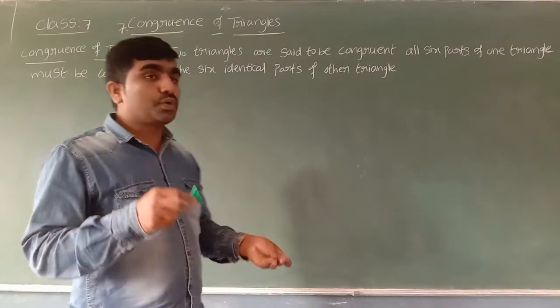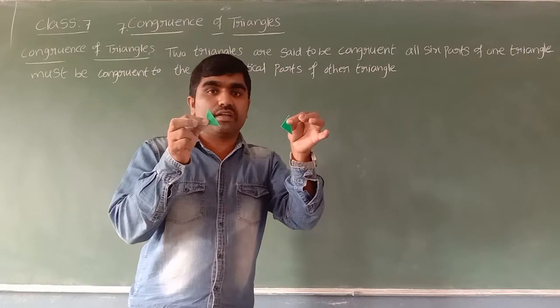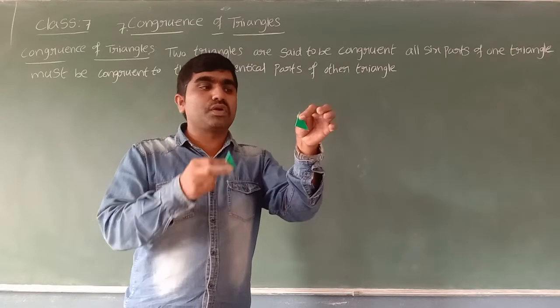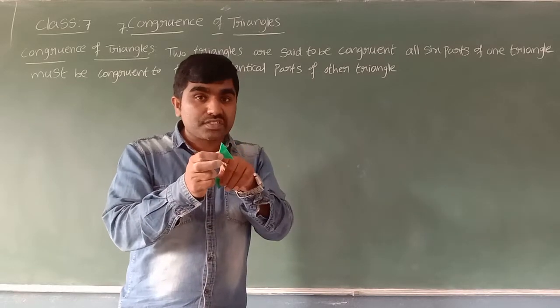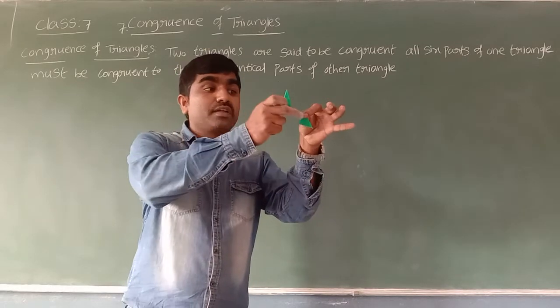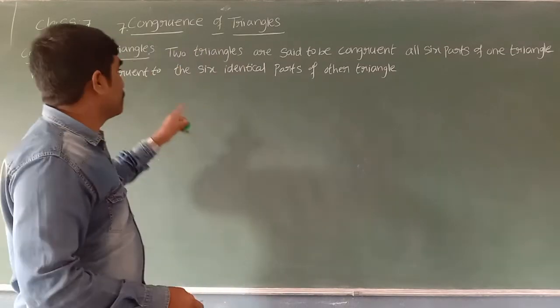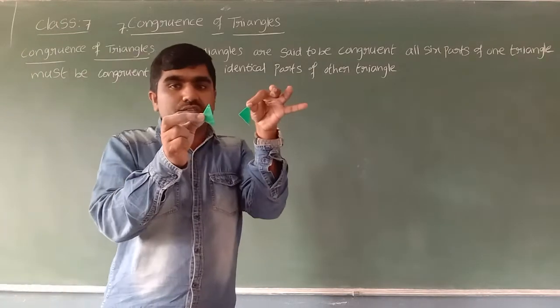Here they said two triangles are said to be congruent when three sides of the first triangle are equal to the corresponding three sides of the second triangle, and three angles of the first triangle are equal to the corresponding three angles of the second triangle. Then we can say that two triangles are congruent. Means what will happen, beta? Just you can observe this.